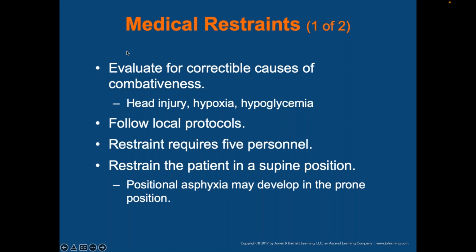We're going to evaluate medical restraints, evaluate for correctable causes of combativeness. So again, hypoxia, hypoglycemia, head injury, and you need to follow local protocols. You need enough personnel as well to do medical restraints. You can't just start throwing restraints on people. Restrain the patient in a supine position. Positional asphyxia may develop in a prone position.